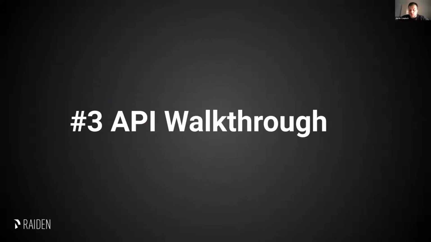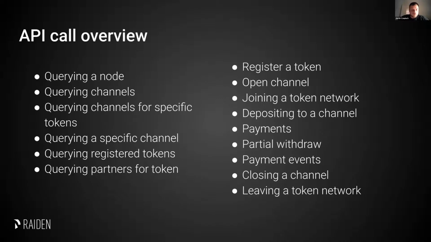All right, so what can we do with Raiden? I'll go through some of the API calls that we can do, but basically what you can do is query nodes, so you can see the status of your node. You can see the status of the channels you have open. You can see the channels for a specific token network. So for instance, if you have deposited wrapped ether and you have deposited DAI, then you can specify that you only want to see one of the channels relevant for one token or the other. You can also query just a specific channel to see the status of one specific channel. You can see all registered tokens, and you can query all the partners that you have for a specific token.